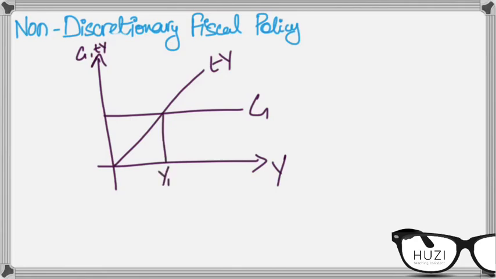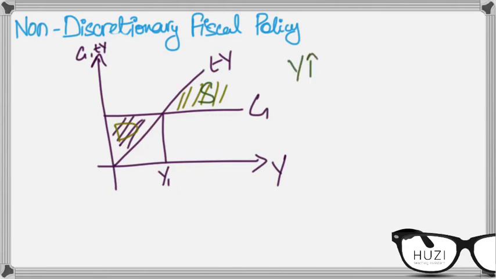Y1 is public sector financial balance. So all points before this are deficit. Let's use a different color for this. This region is deficit, and this entire region is government budget surplus. Now, automatic stabilizers are desirable, and this is because they correct the economy without any intervention from the government.